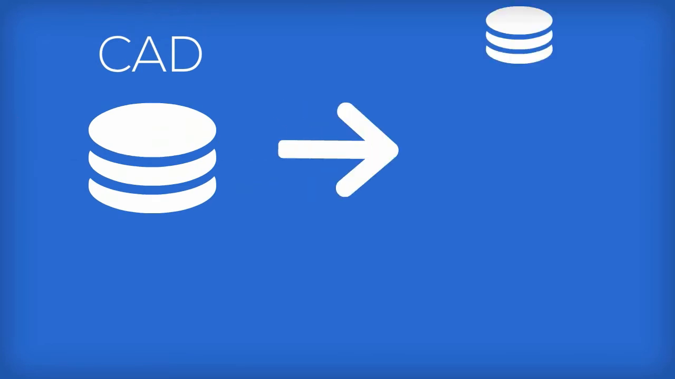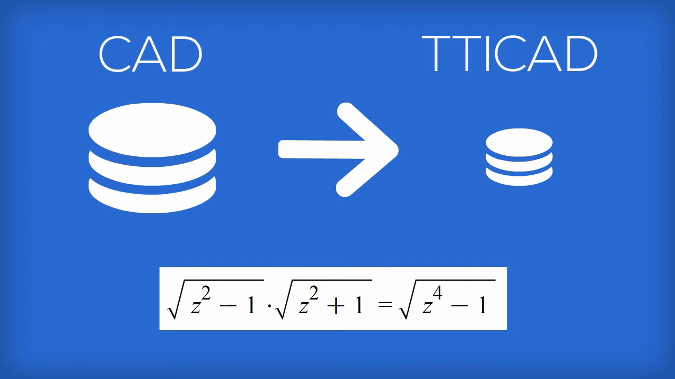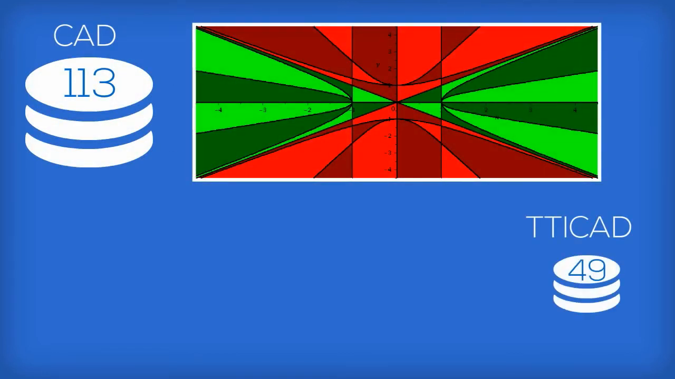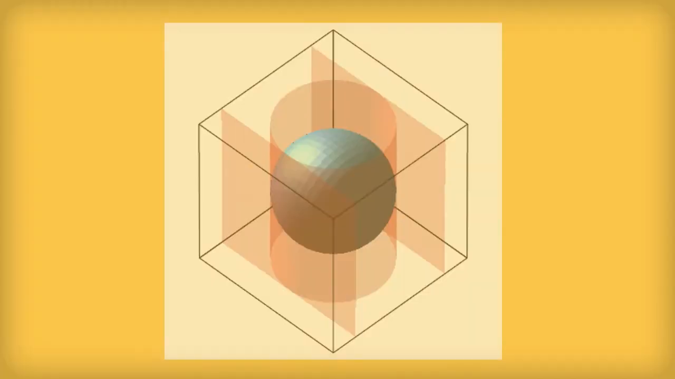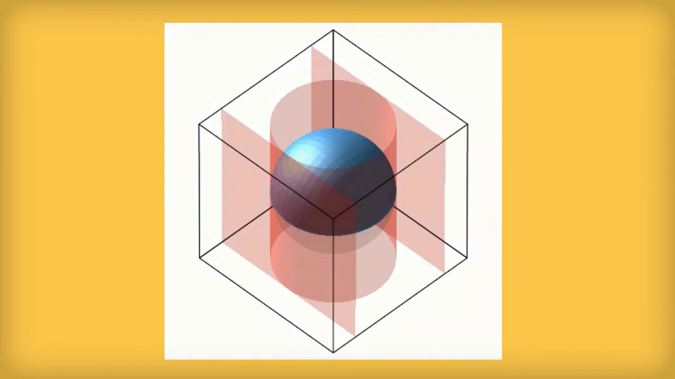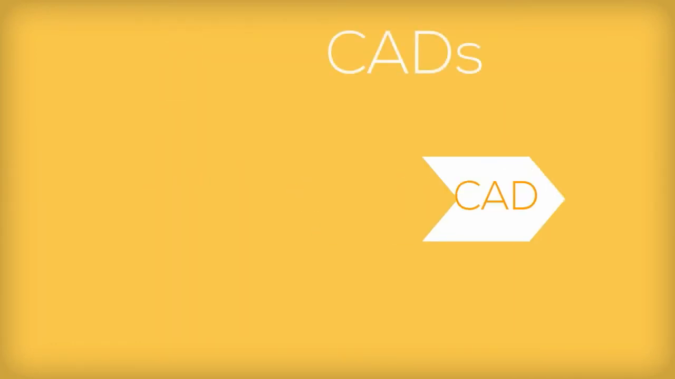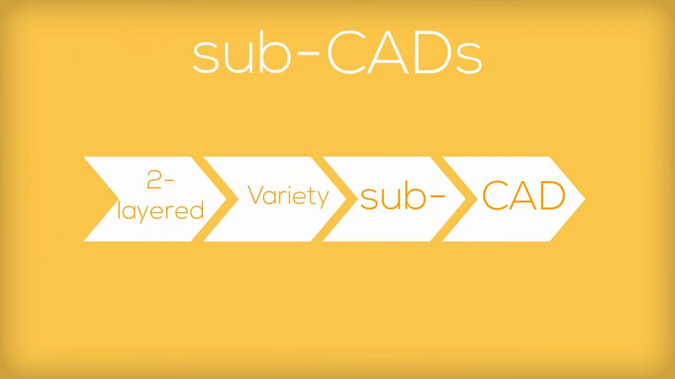And this uses this structure to create much smaller output. So if you want to analyze a formula and see where it's valid, shown in green, then a TTI CAD produces a much simpler output. We can also trim our output and produce what's known as a sub-CAD. And these sub-CADs come in a variety of flavors that can be combined together to become even more powerful.